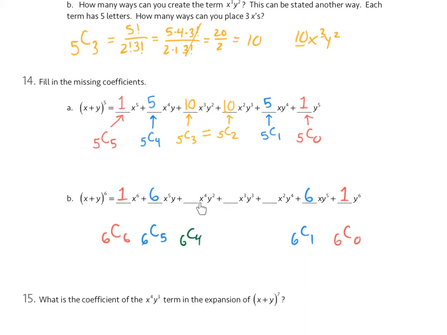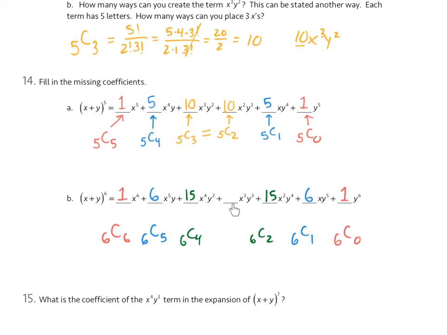But having 4 x's is also going to be the same as just having 2 x's, because in this case you have 4 y's. So we can find the coefficient of this term by looking at the fact that there are 2 x's and calculating 6 choose 2. 6 choose 4 is 15, and 6 choose 2 is also 15.